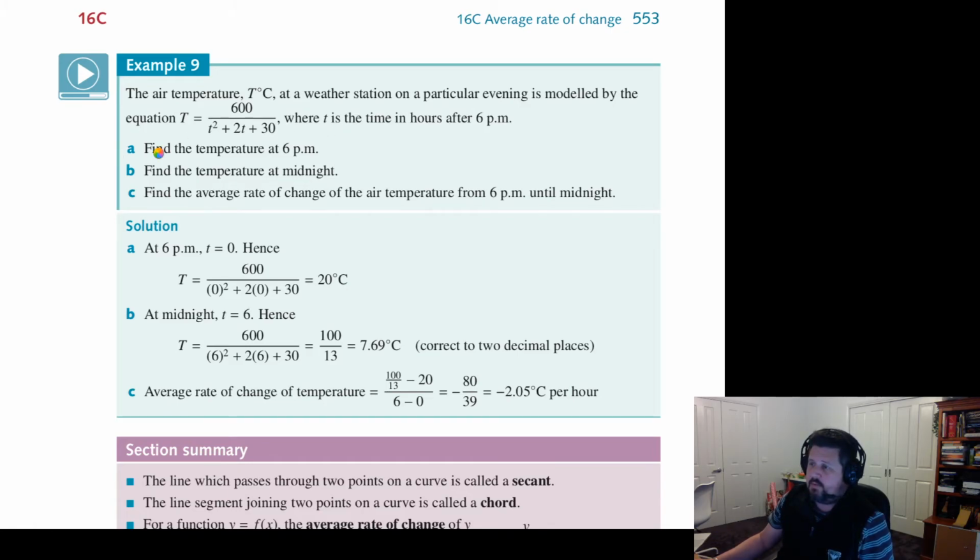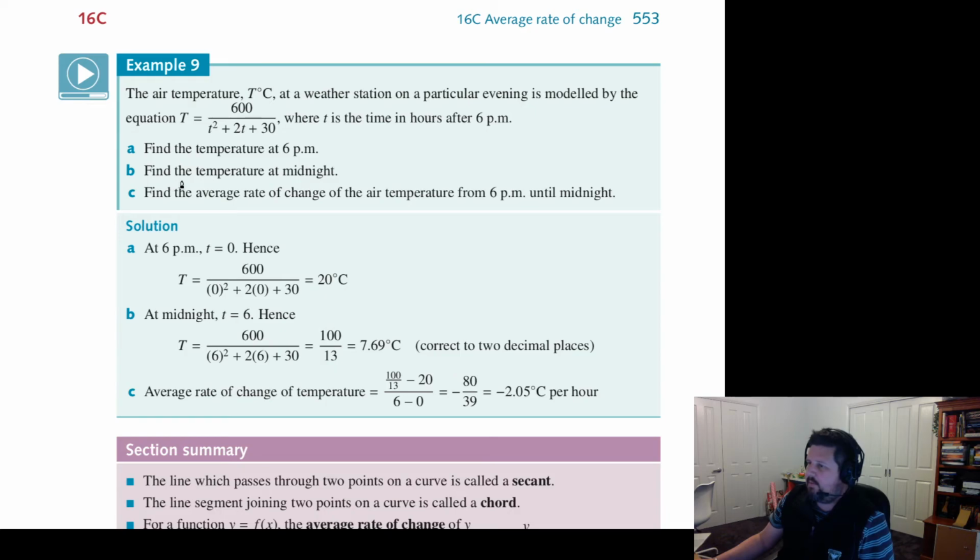So the first question is saying, let's find out what the temperature is at 6 p.m. Because T is in time after 6 p.m., 6 p.m. is time equals 0. So plugging in 0 into this air temperature equation, we get 20 degrees.